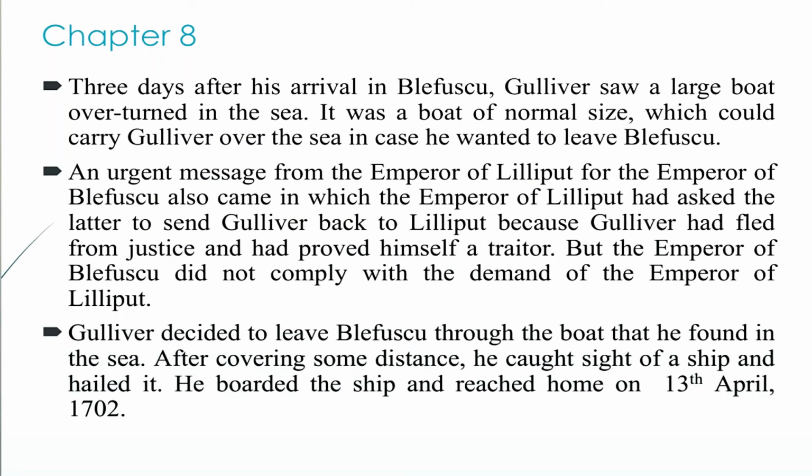Three days after his arrival in Blefuscu, Gulliver saw a large boat overturned in the sea. It was a boat of normal size which could carry Gulliver over the sea in case he wanted to leave Blefuscu. An urgent message from the Emperor of Lilliput for the Emperor of Blefuscu also came, in which the Emperor of Lilliput had asked the latter to send Gulliver back to Lilliput because Gulliver had fled from justice and had proved himself a traitor. But the Emperor of Blefuscu did not comply with the demands of the Emperor of Lilliput.